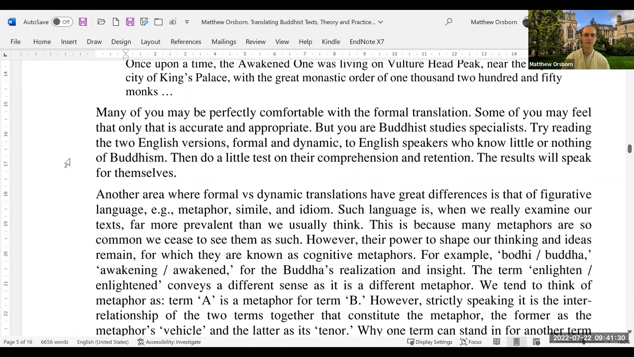Now, many of you may be perfectly comfortable with the formal translation. Some of you may feel that that's most accurate and appropriate. But remember, you are Buddhist studies specialists. You know all these technical words. But try reading the two English versions, the formal and the dynamic translations, to English speakers who know little or nothing about Buddhism, say a bunch of first year undergraduates, then do a little test on their comprehension and retention, and the results will speak for themselves.